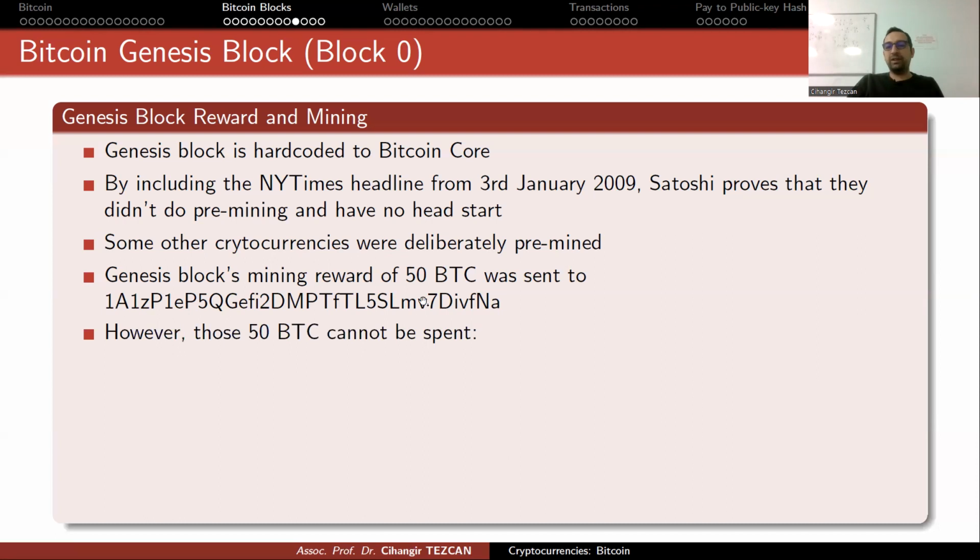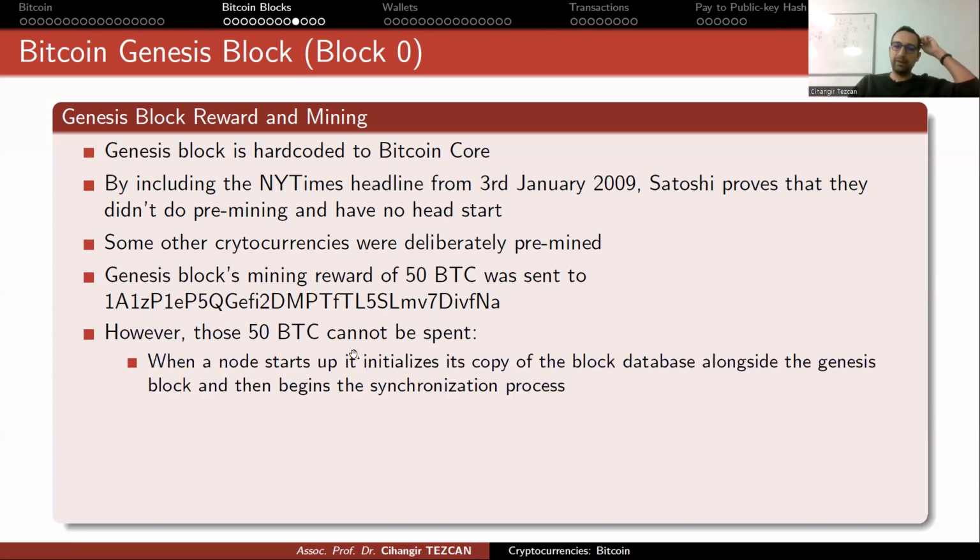Note that Satoshi actually cannot spend this 50 Bitcoins, because when a node starts up, it initializes its copy of the block database alongside the Genesis block and then begins the synchronization process. So they synchronize with everybody in the network, come to the current block, and store every Bitcoin that is not spent so far. This 50 Bitcoin hasn't been spent, but in the software, Satoshi didn't include it in the code. So nobody can spend this 50 Bitcoin. Even if he has the private key, if he tries to send this to somebody else, people using the software will not understand what he's trying to transfer.